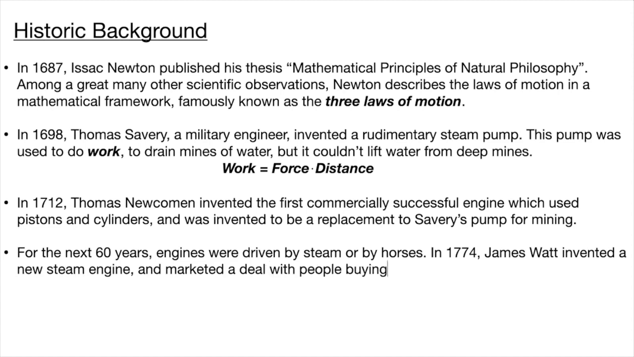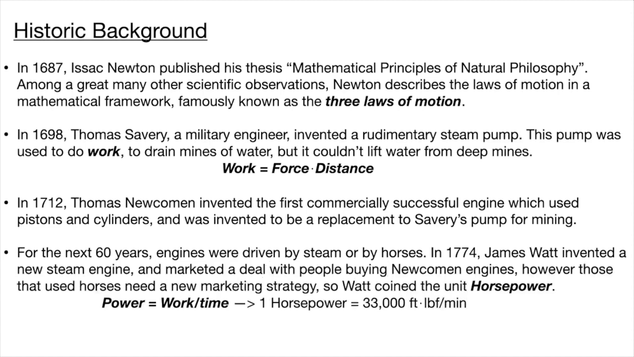For the next 60 years, engines were driven by steam or by horses. In 1774, James Watt invented a new steam engine and marketed a deal with people who were buying the Newcomen engines. However, those that used horses needed a new marketing strategy to sell to. So Watt coined the unit horsepower. Power is equal to work per time. In Watt's unit, 1 horsepower is equal to 33,000 foot-pounds per minute.